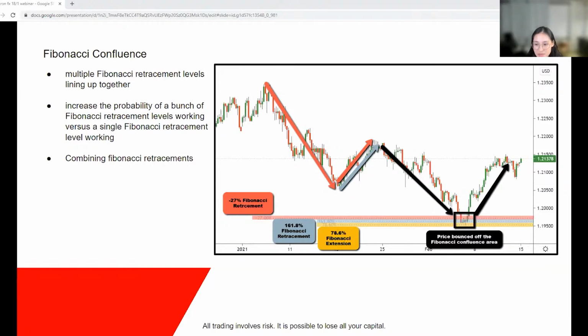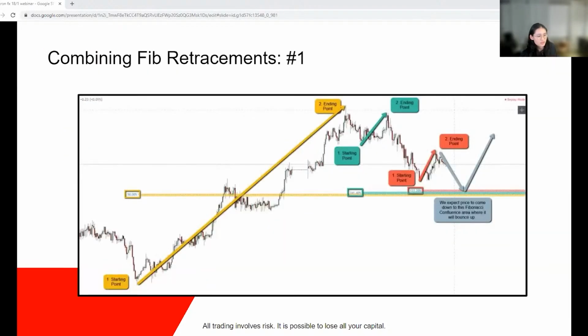Okay. So here's our first example. We have a Fibonacci retracement starting from here and ending here. And this gives us a 50% Fibonacci retracement. And the level is in yellow, this level over here. So that's the first one. Secondly, we have a Fibonacci retracement starting from here and ending here. And this gives us this green area over here. And then it lines up nicely with the 50% Fibonacci retracement.